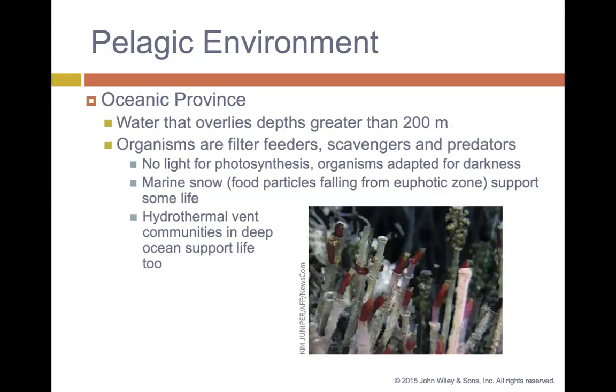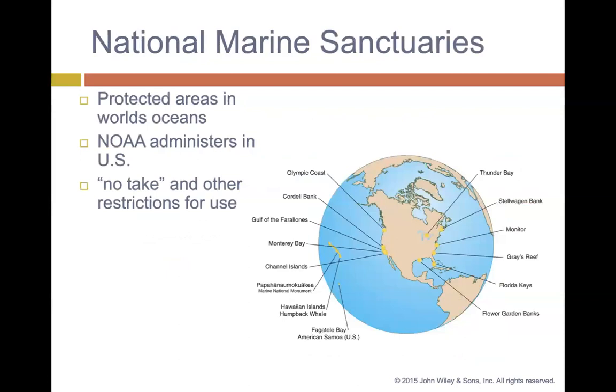And then the oceanic province is water that overlies depths greater than 200 meters. Organisms here will be filter feeders, scavengers, and predators. There's no light for photosynthesis, so organisms are adapted for darkness. Marine snow are the food particles falling from the euphotic zone to help support some of the life here. And hydrothermal vents will support communities in the deep ocean, which will support life too.